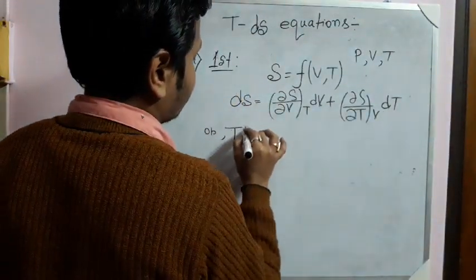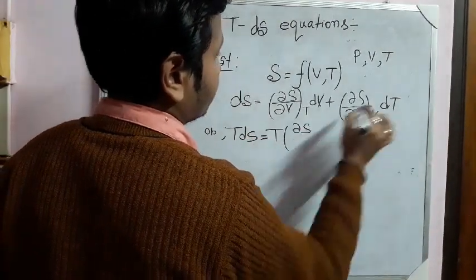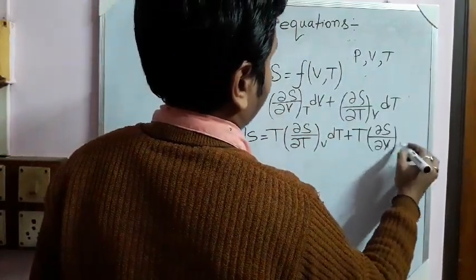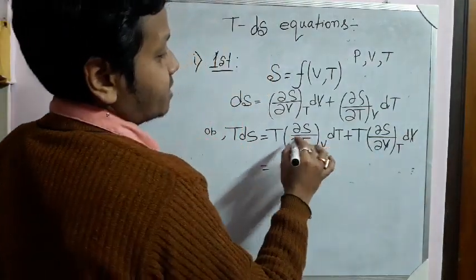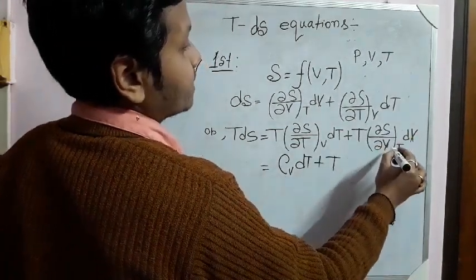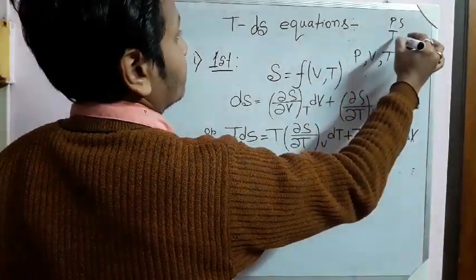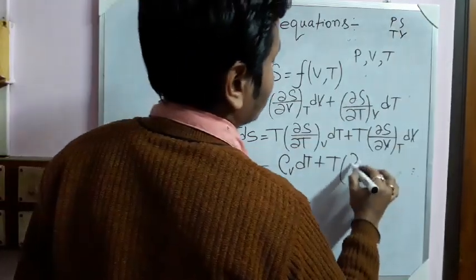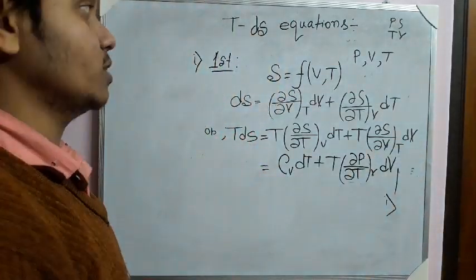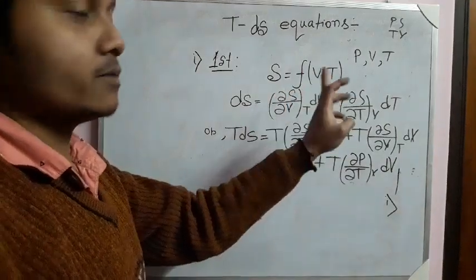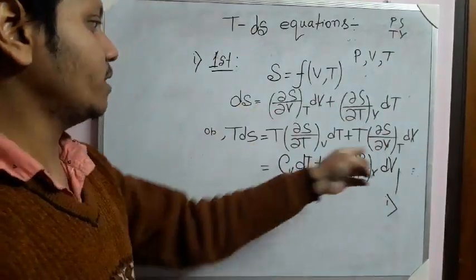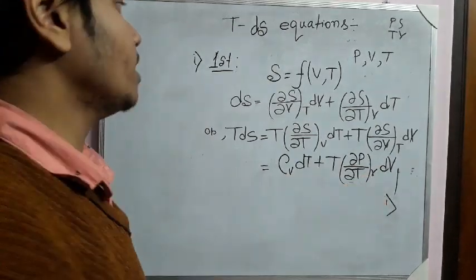Now you have to multiply it by T. So T dS, I write as first term T (del S/del T) at constant volume dT, plus T (del S/del V) at constant temperature dV. What is T del S? T del S means del Q, so T (del S/del T) at constant volume is CV. So CV dT plus, what is this? (del S/del V) at constant temperature is (del P/del T) at constant volume. So this represents the first T dS equation. You have to consider the entropy as a function of volume and temperature, find dS, multiply both sides by T, and rearrange it.